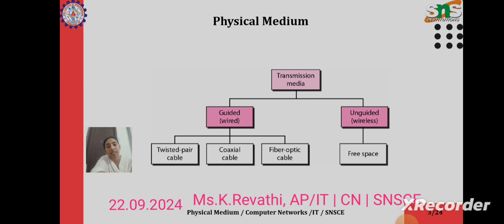The transmission medium is divided into two types: guided media, also called wired transmission medium, and unguided media, called wireless medium. The guided media is divided into three types: twisted pair cable, coaxial cable, and fiber optic cable. The unguided media is also divided into three types, starting with radio waves. Let us see about guided media and unguided media separately.